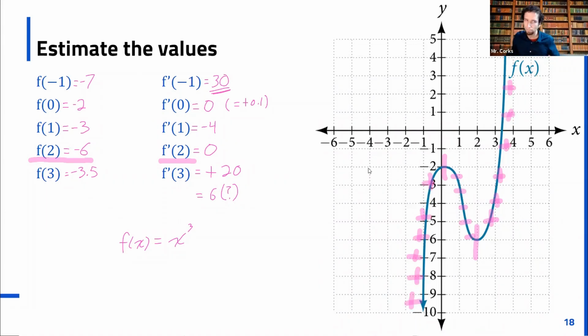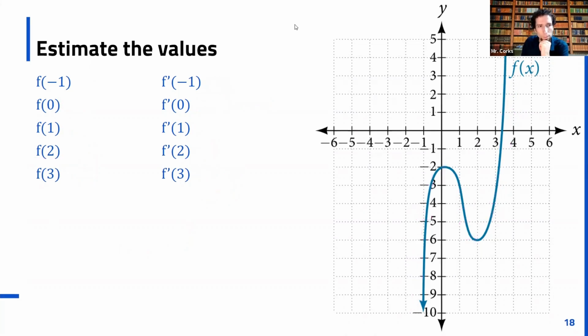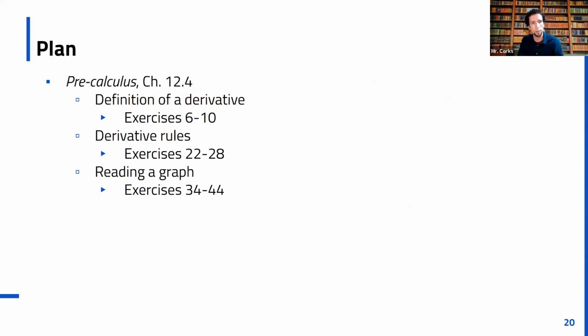Okay. That's as accurate as we need to be for estimating the values of the slopes. That will be enough to let us see what's going to happen with our second derivatives and stuff. Okay. Anyone have additional questions about this example? All right. That's it. That's what I had.